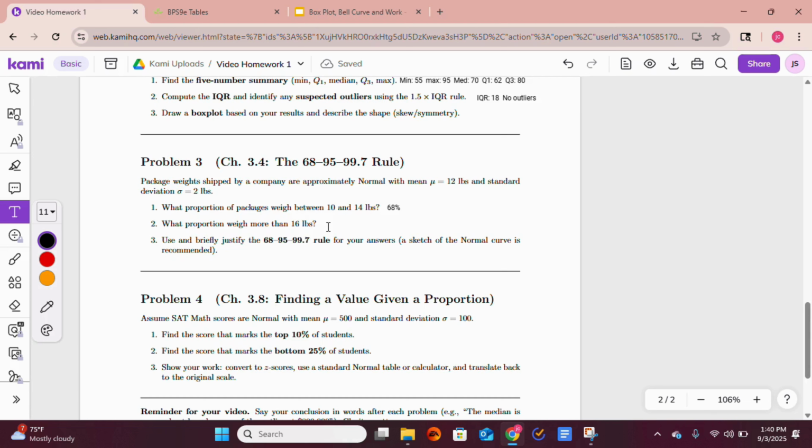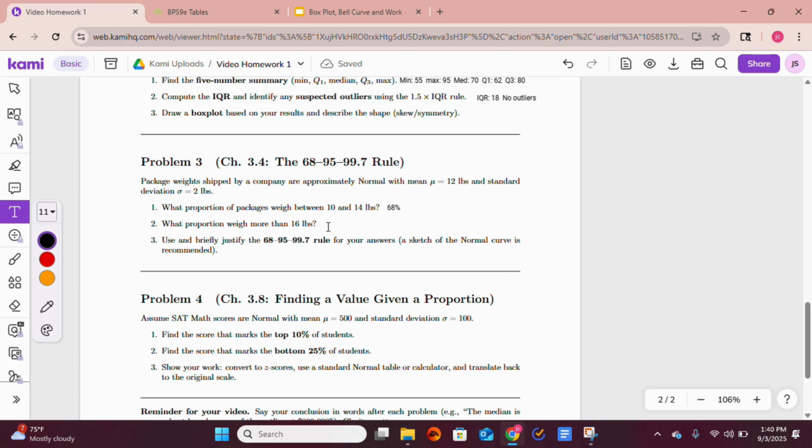Now we can move on to number 2, which asks what proportion weigh more than 16 pounds. Now we have to figure out how many standard deviations 16 is above the mean. We can subtract 16 minus 12, which is the mean, and it gives us 4, leading us to the conclusion that it is 2 standard deviations above the mean.